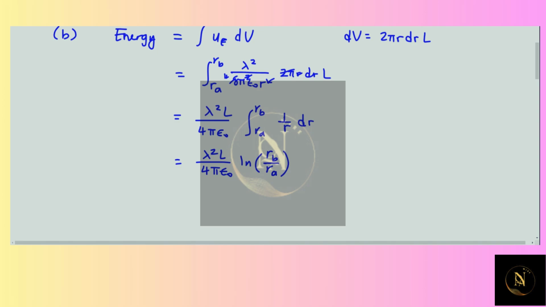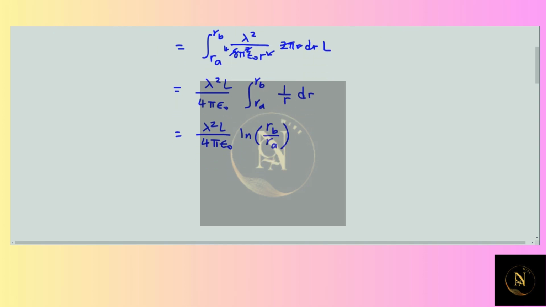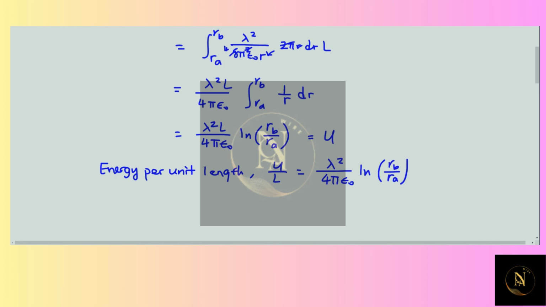Then the energy per unit length is U over L. U divided by L will be lambda square divided by 4 pi epsilon naught times natural log RB divided by RA. So this is the answer for part B.